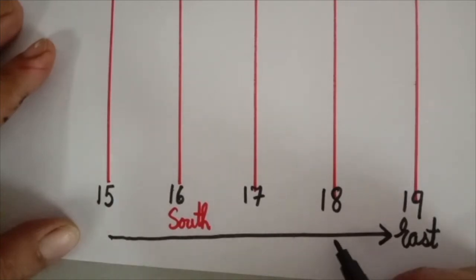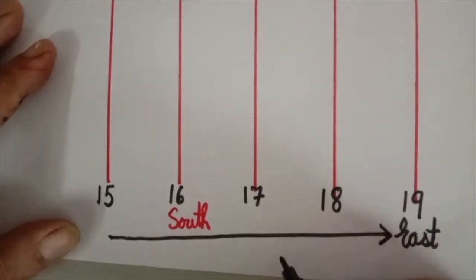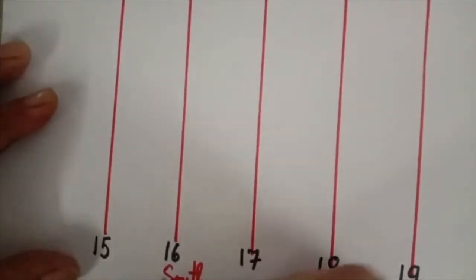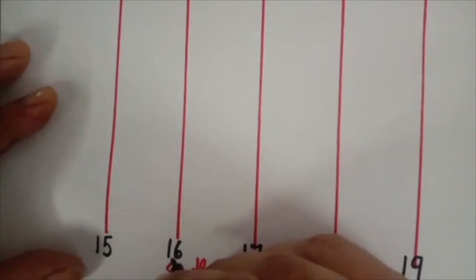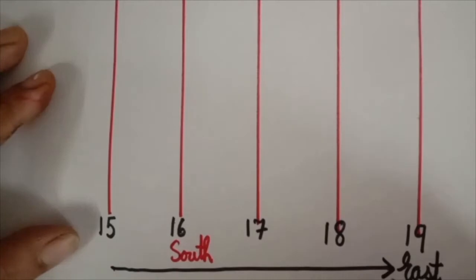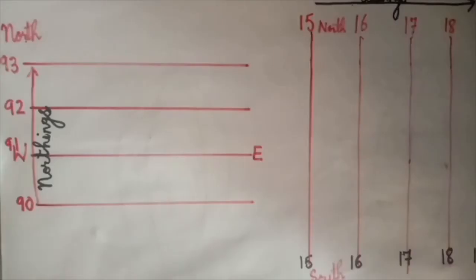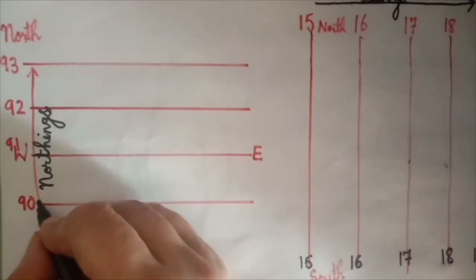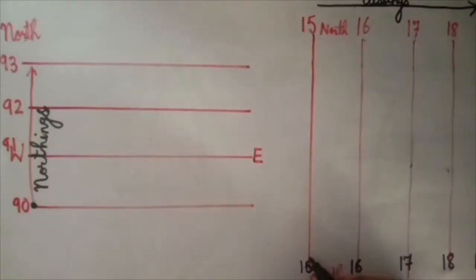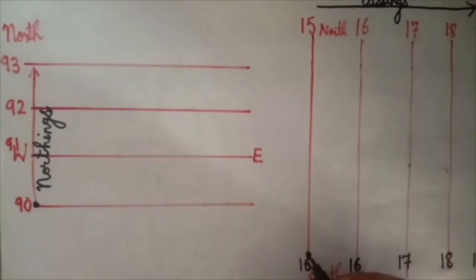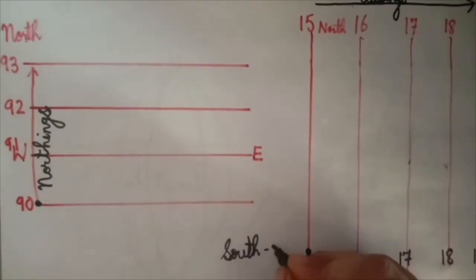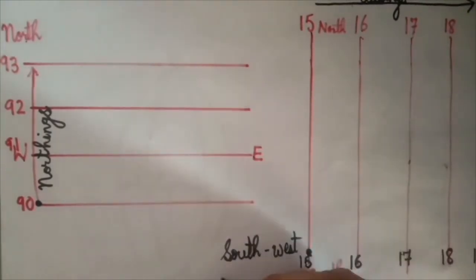So, children, on a topo sheet, the lines which are drawn vertically from south to north, but their value increases towards the east, are called as eastings. Children, the starting point of these lines towards the bottom left is termed as south west corner.